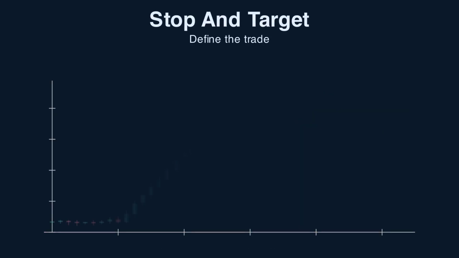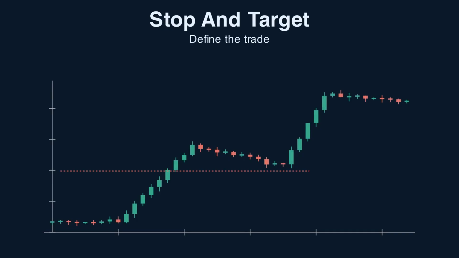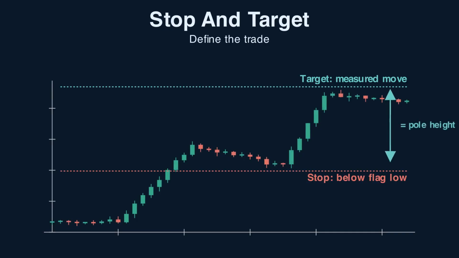Now define the entire trade before you click. Your stop goes just below the low of the flag. If price falls back there, the pattern has failed and you want out, small. Your target comes from the measured move. Take the height of the flagpole and project it up from the breakout point. That's an objective, chart-based target. Because your risk is the small flag and your reward is the full pole, a clean bull flag often offers 3-to-1 or better.